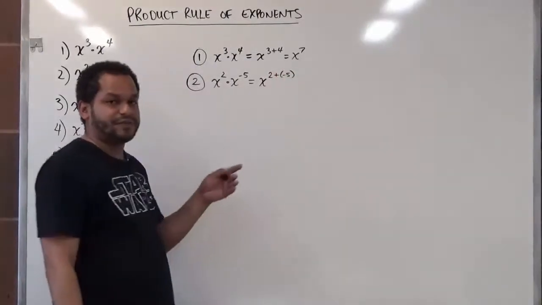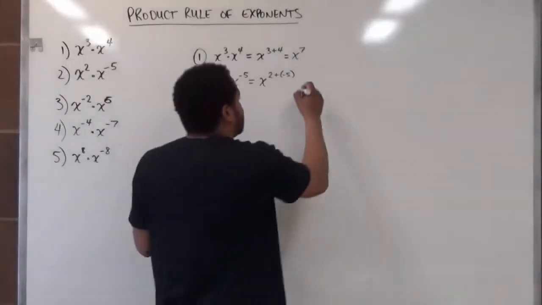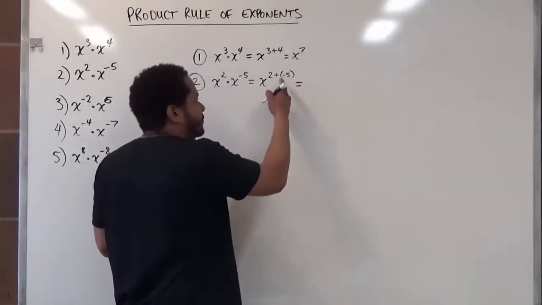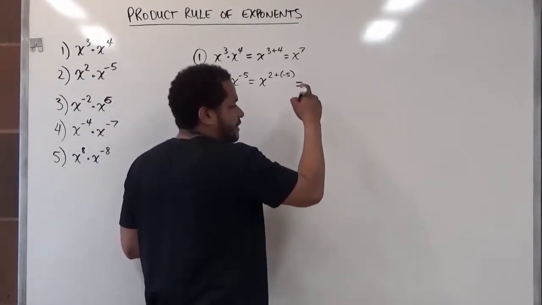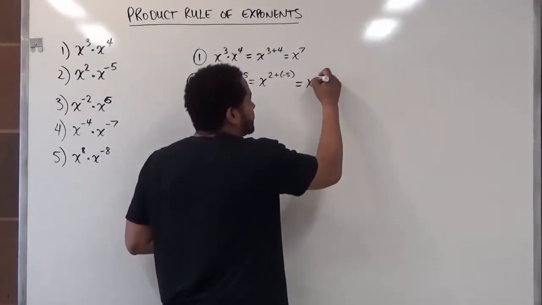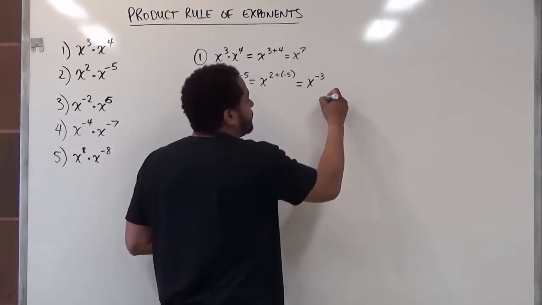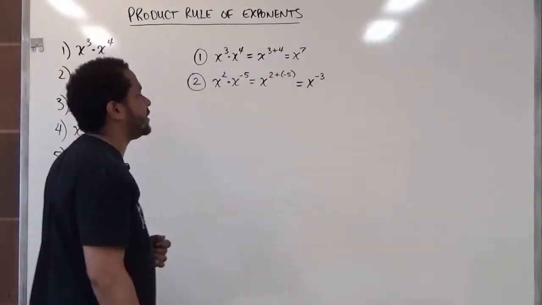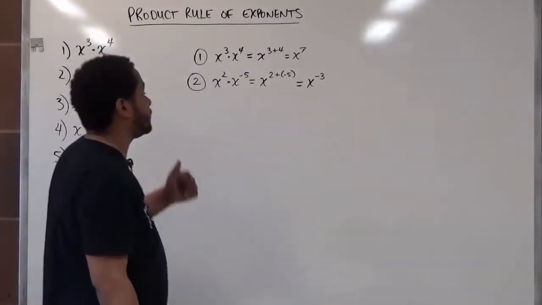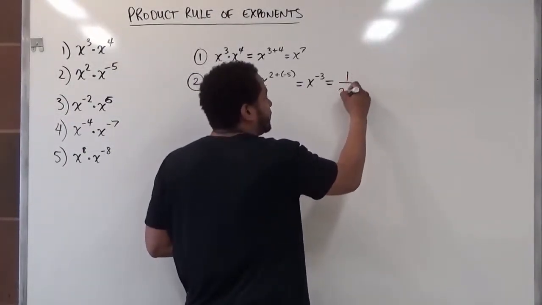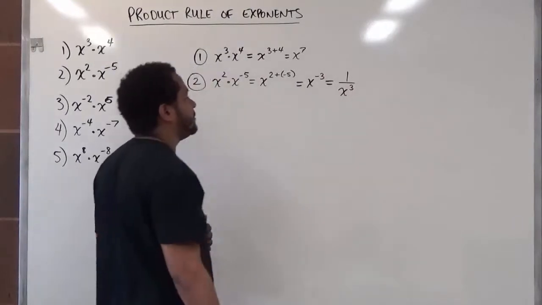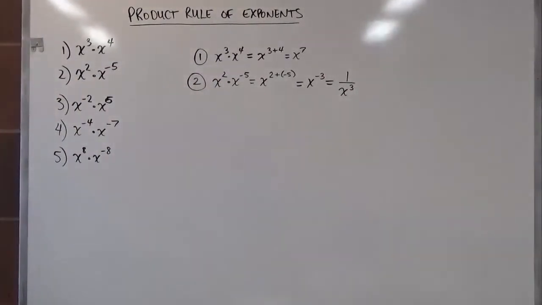And 2 plus negative 5 is going to give us, since the signs are different, we take the difference of the 2 numbers. 5 take away 2 is 3, and we keep the sign of the larger number. So this is going to give us x to the negative 3rd power. Then we resolve this using the negative exponent rule from the previous video. This goes to the denominator when we reciprocate it, and it becomes x to the 3rd power in the denominator.